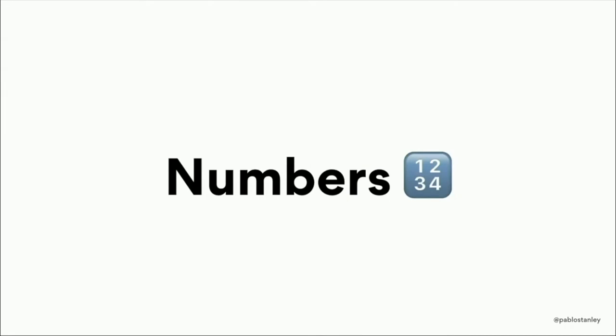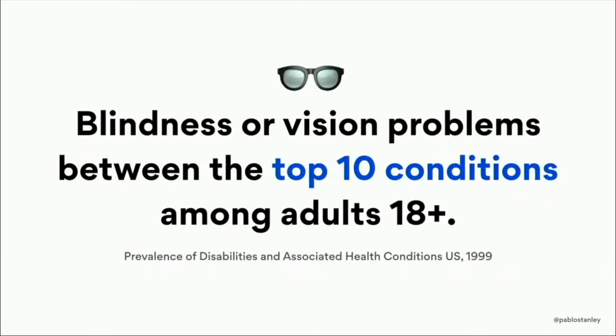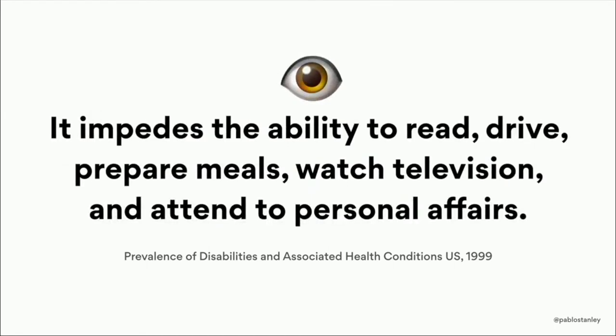So now let's take a look at some numbers. There are over 56 million people in the United States, nearly one in five people, who have a disability. And that's over 1 billion worldwide. And let's just talk about blindness or vision problems. An analysis in 1999 revealed that blindness or vision problems were among the top 10 disabilities among adults age 18 and older. And there's some information there if you want to check it out. And this impedes the ability to read, drive, prepare meals, and sometimes also causes social isolation, according to the study.